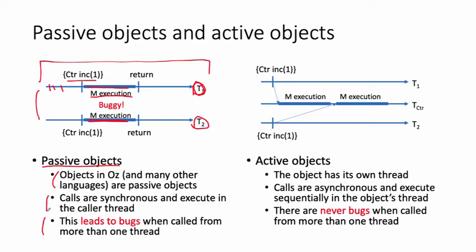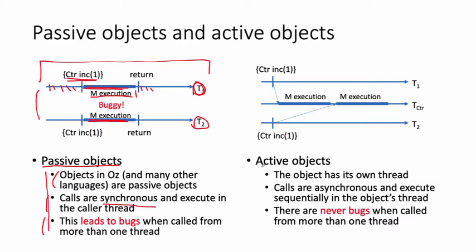So the calls are synchronous. What it means is that when I call the method inc1, the thread goes inside, and it only comes back to T1 after the end of the method. So the caller code is basically waiting until the call comes back. So the call is synchronous. This is how passive objects work.